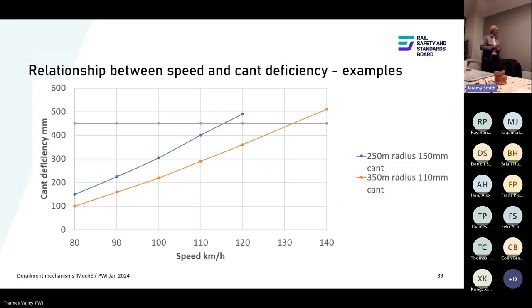And I did a couple of examples. So this is speed in kilometres an hour on the bottom and cant deficiency up the side. And I did two cases. So a 250 metre radius curve with 150 mm of installed cant, and a 350 metre radius curve with 100 mm of installed cant, both, I think, fairly typical combinations. And what that shows you is, if the design speed in each case is 80 kilometres an hour, 50 miles an hour, you need to go about double that to overturn. It's not out of the question to be able to go that fast on some of those curves. The trains will be capable of doing that.